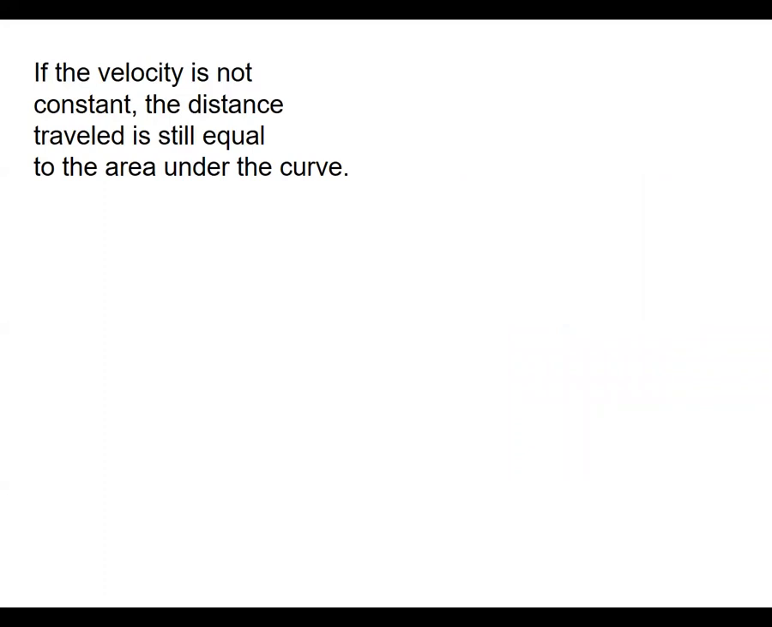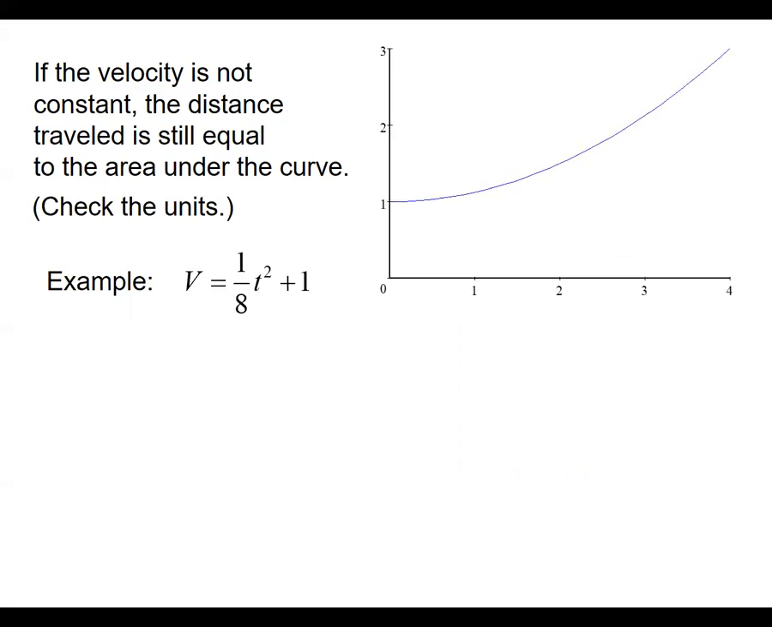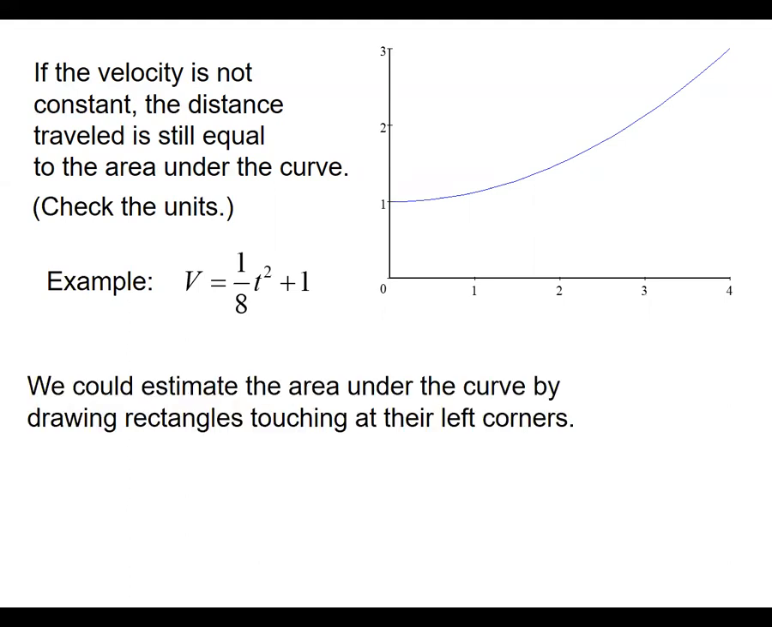But what happens when the velocity is not constant, or even not linear? What if it's curved? Well, the area underneath it is still going to represent the displacement, or the distance that you've traveled. For instance, if I have this velocity equation, 1/8 t squared plus 1, this is not a Big 4 equation. Big 4 velocity equations are linear. So clearly we're going beyond what we've done in physics with our kinematics. We can estimate the area under the curve instead of using big rectangles and triangles like they did in the video. What if we just do rectangles?